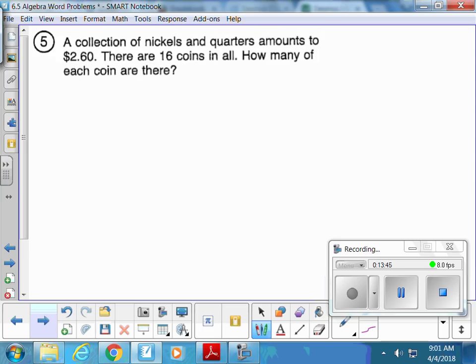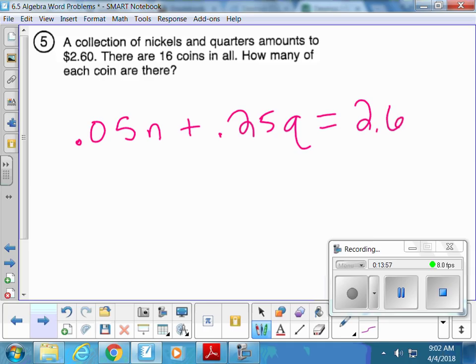Number 5. A collection of nickels and quarters amounts to 260. So we are going to have to talk dollars and cents here. Nickels are 5 cents each. Quarters are 25 cents each. It amounts to 260. There are 16 coins in all, so nickels plus quarters is 16. And then you'd have to solve.